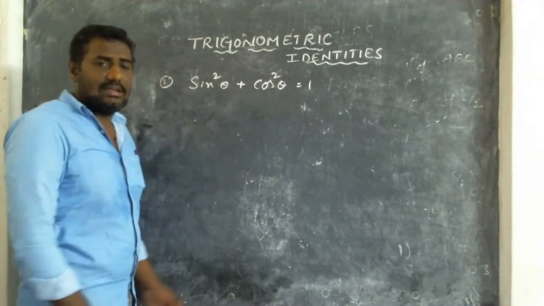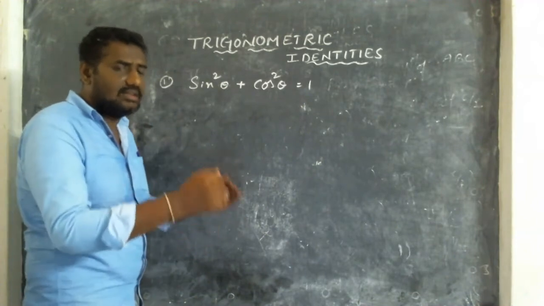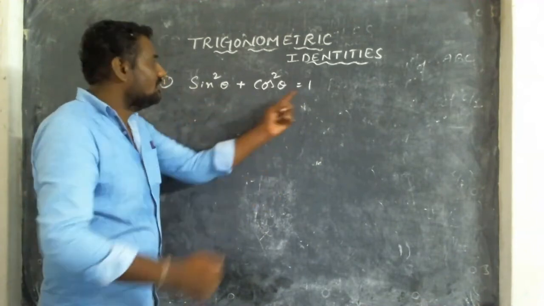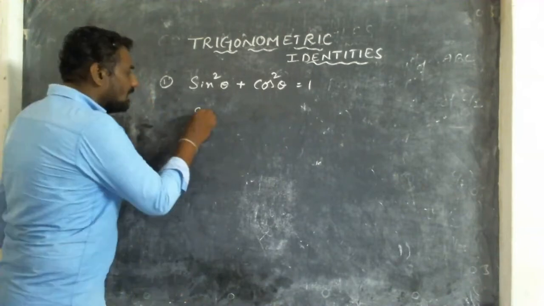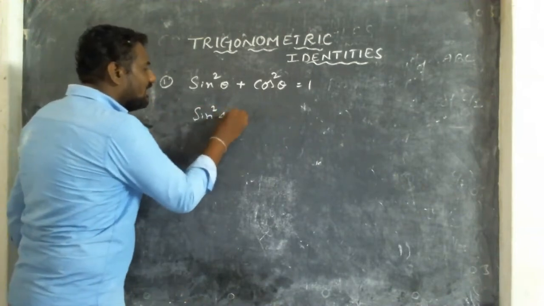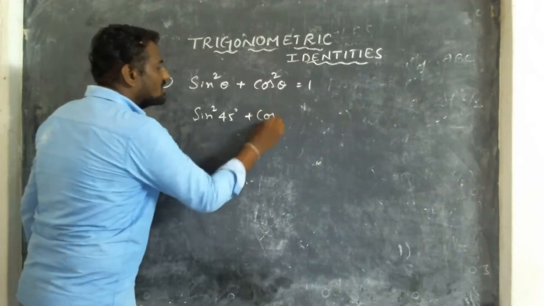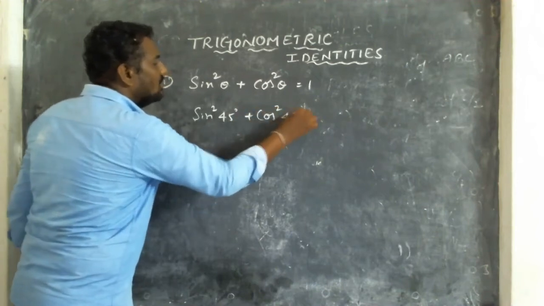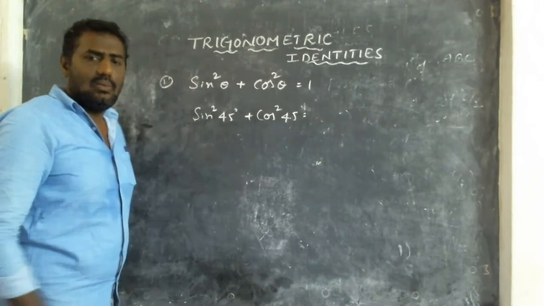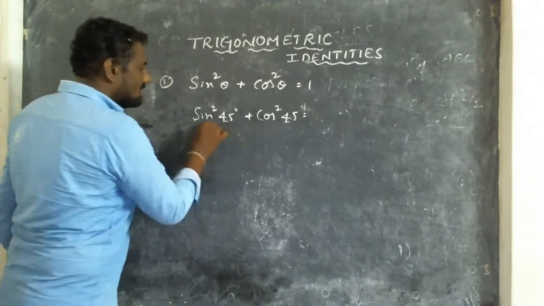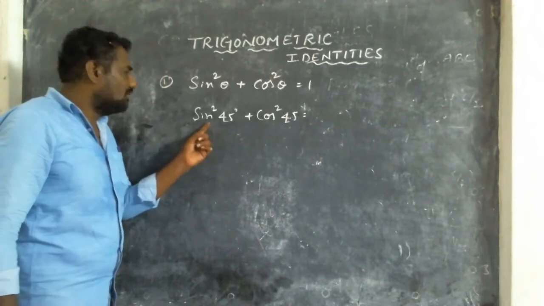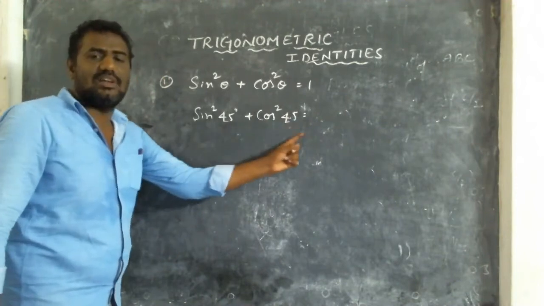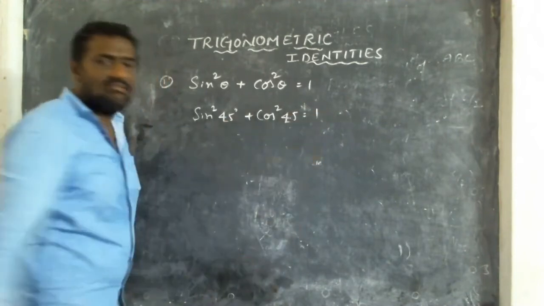When the same angles are there, if the trigonometric ratios are sine and cos in the form of squares, we can say the value is 1. In the same way I can write sine square 45 degree plus cos square 45 degree. What is the value of this one? 1 only. Why? The angle is the same, sine and cos are there, squares are there. These are in the form of sine square theta plus cos square theta. I can write the answer as 1.